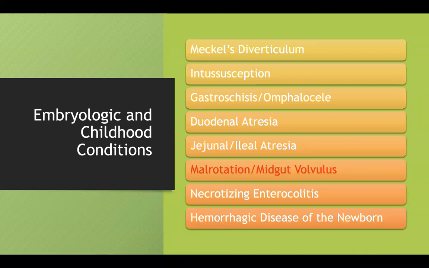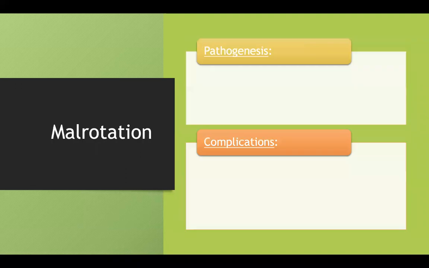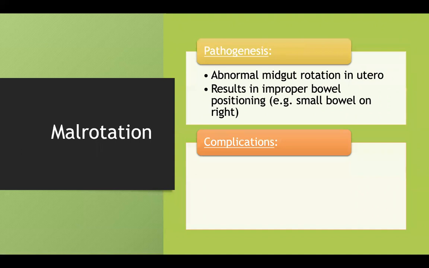We're almost done. Let's talk about malrotation and midgut volvulus. So malrotation, as the name suggests, is abnormal rotation in utero, specifically of the midgut, and you'll end up with improper bowel positioning.